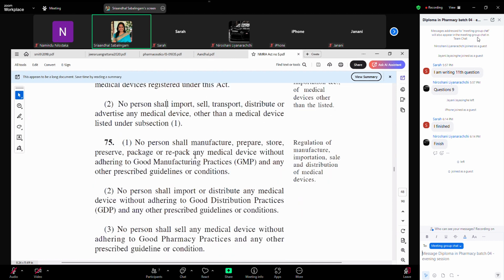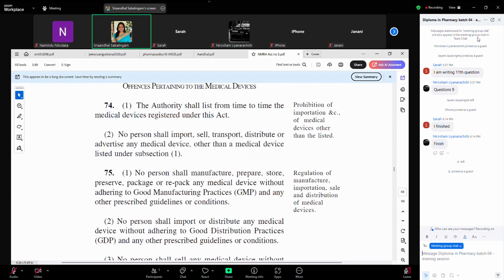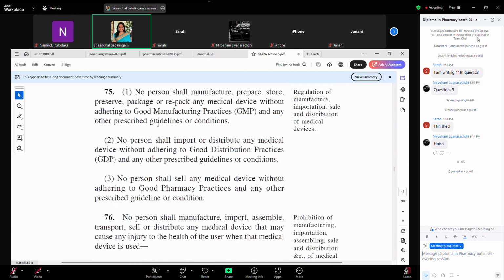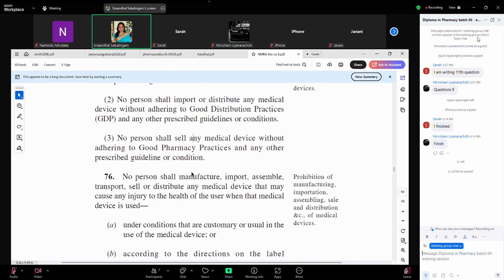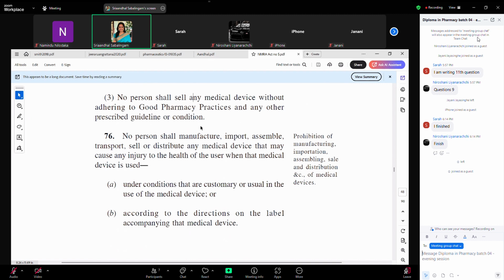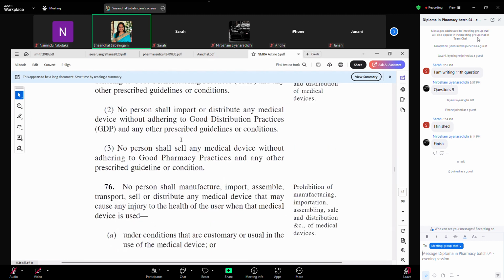So no person shall import, sell, transport, distribute, or advertise a medical device other than the medical device given in this section, right? And no person shall manufacture, prepare, store, preserve, package, or repack any medical device without adhering to the GMP. And no person shall import or distribute any medical device without adhering to the good distribution practices as well. And no person shall sell medical devices without adhering to the good pharmacy practices. So GMP, GDP, GPP, all three should be practiced.